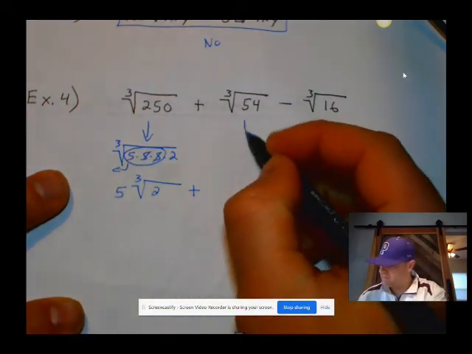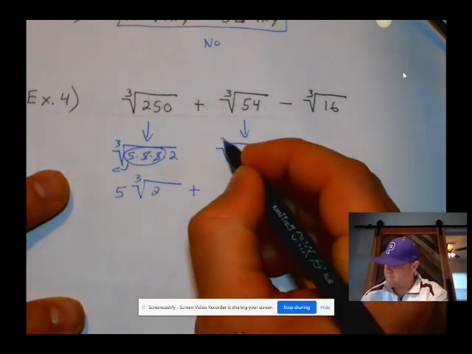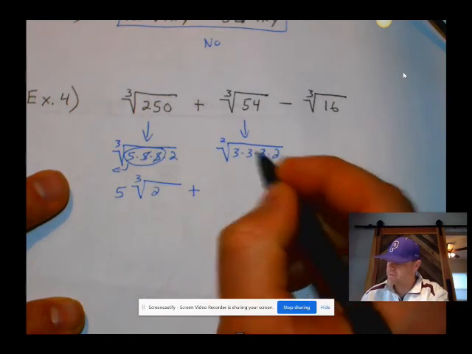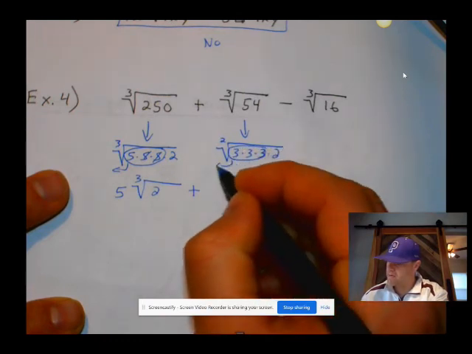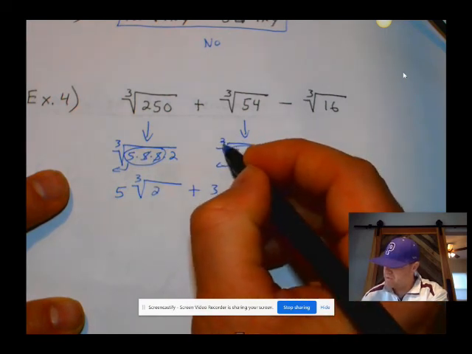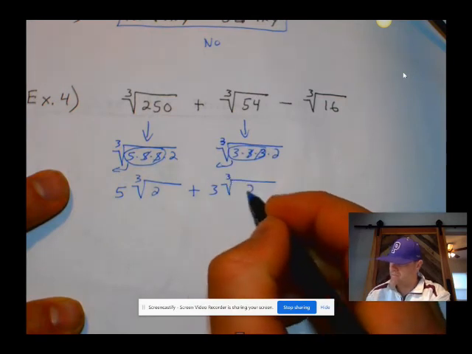This one over here is going to simplify to give me 3 times 3 times 3 times 2. There's my group of 3. 1 gets out, the other ones are gone, and I'm going to have 3. That should be a 3, excuse me. 3 cube root of 2.